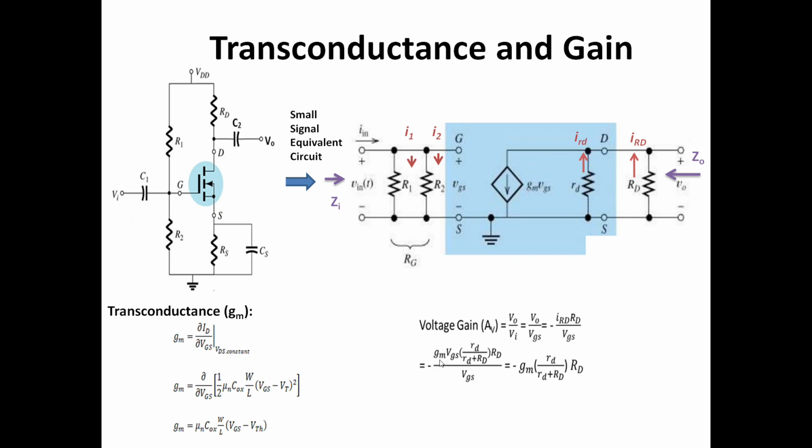So the gain AV equals minus GM into smaller RD by smaller RD plus capital RD into capital RD. Now as this capital RD is very smaller than this smaller RD, we can neglect that part, and the equivalent voltage gain will be more or less minus GM capital RD.